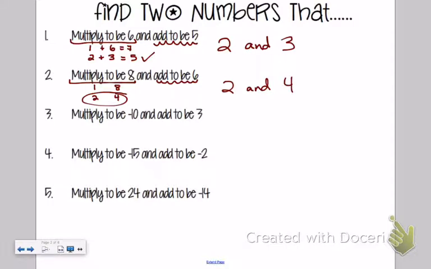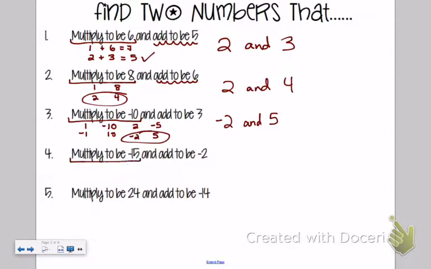Now it gets a little tricky when we throw in negative numbers. We want two numbers that multiply to be negative 10. So if they multiply to negative 10, I could have 1 and negative 10, negative 1 and 10, 2 and negative 5, or negative 2 and positive 5. So I want them to add to positive 3. So it's going to look like it's this set of numbers, negative 2 and 5. When we list our factors, we need to make sure we include the negative numbers.